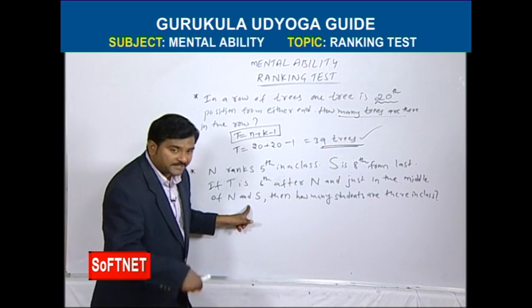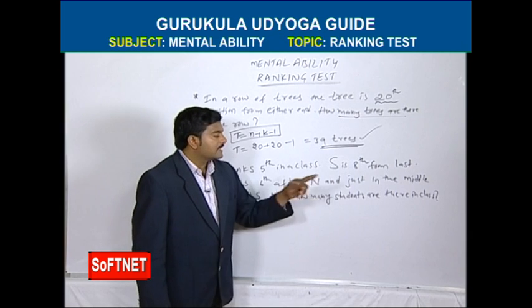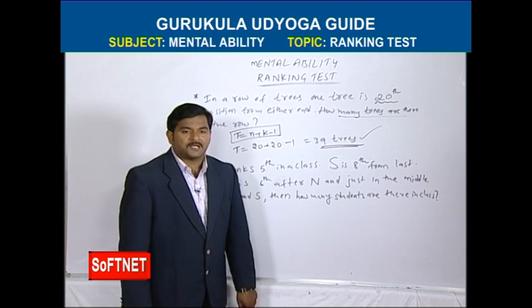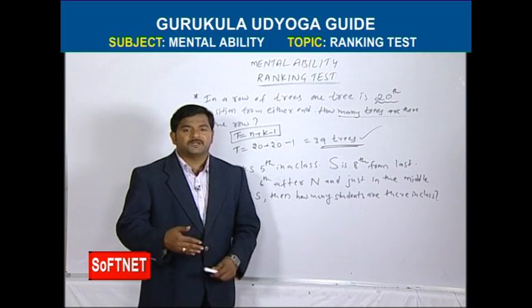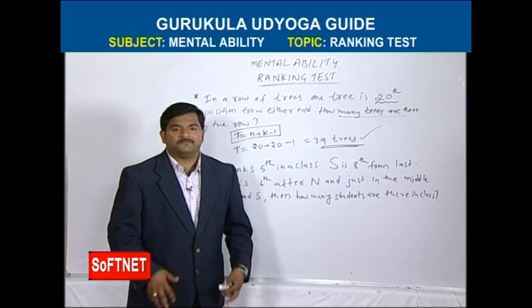T is exactly in between N and S. Then how many students are there in the row? How many students are there means we have to find the total, but we should not use the formula T is equal to N plus K minus 1. Why should we not use it?